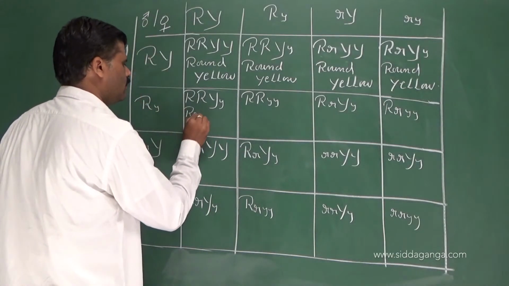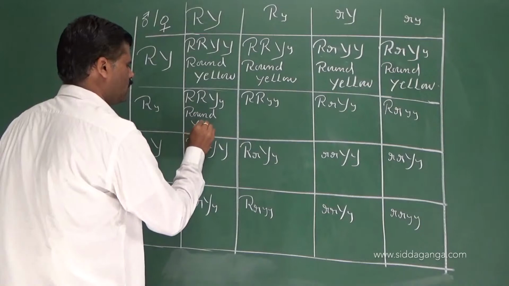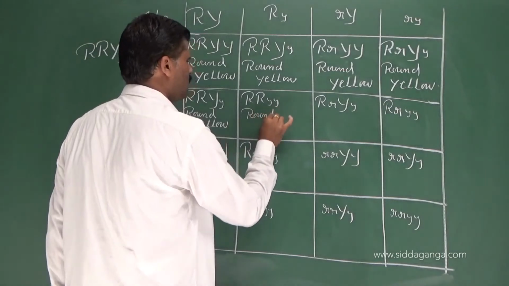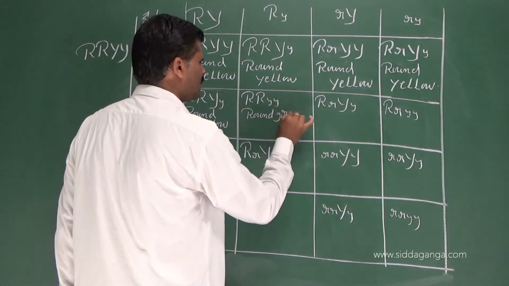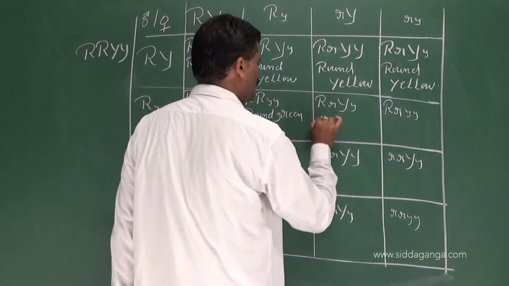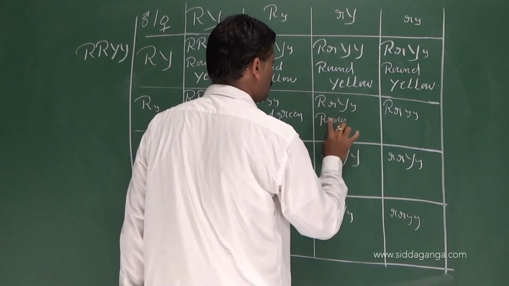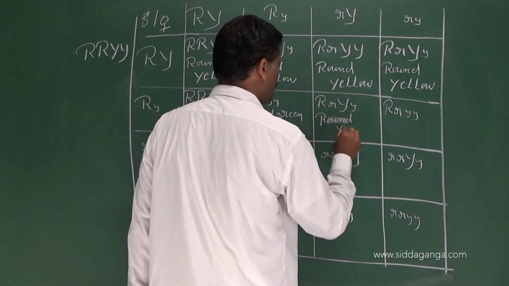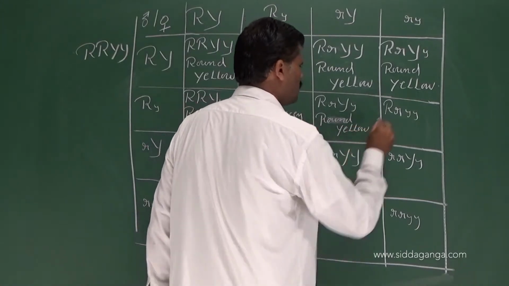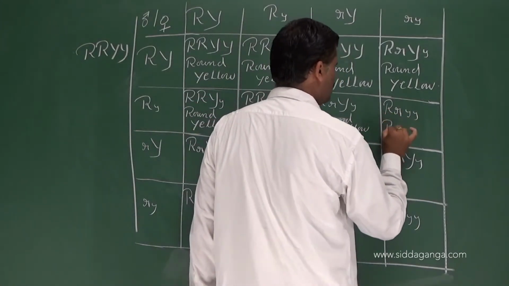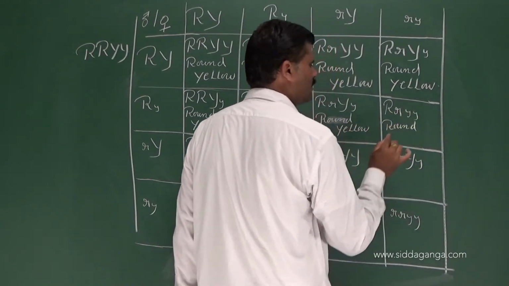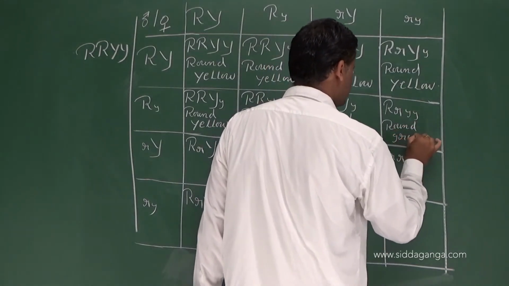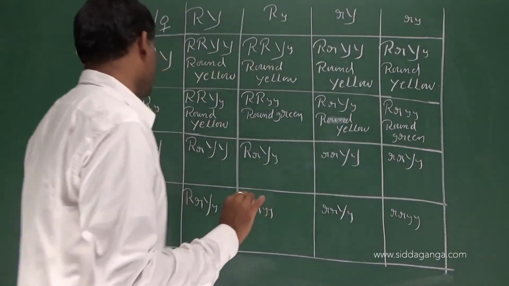Now here round, yellow, round, small y means green. Here round and yellow. Here round and green, because both are small, recessive. Green. Paired genes are recessive for the character.